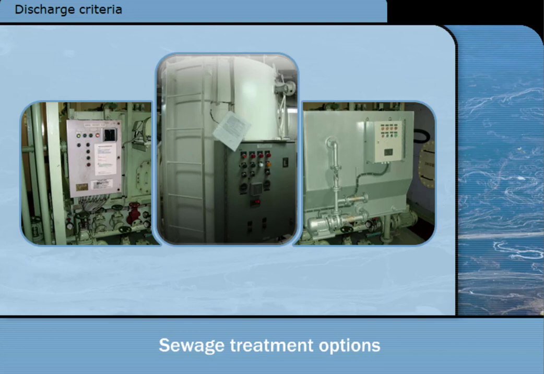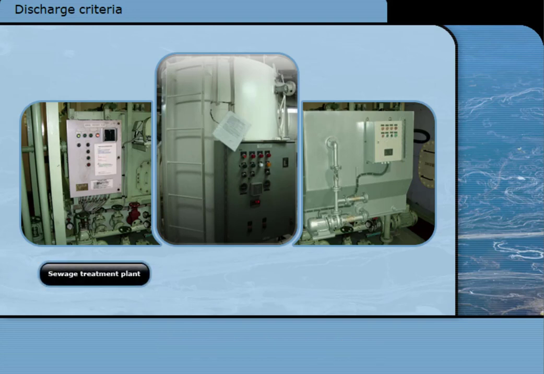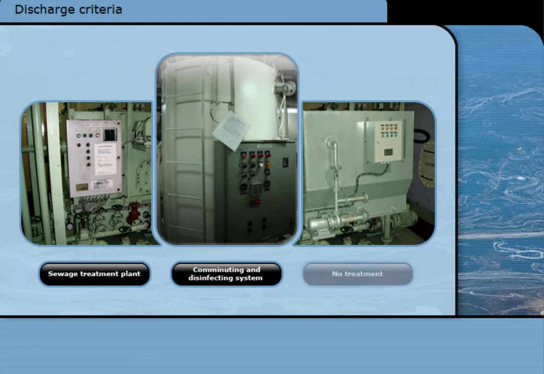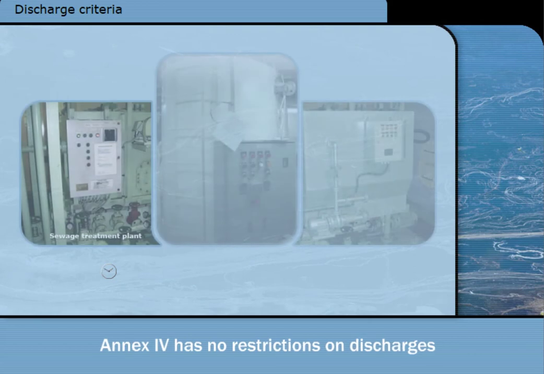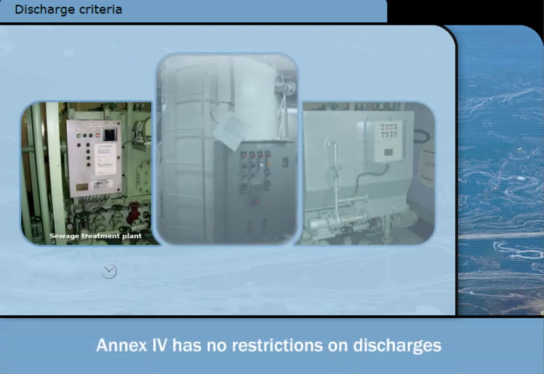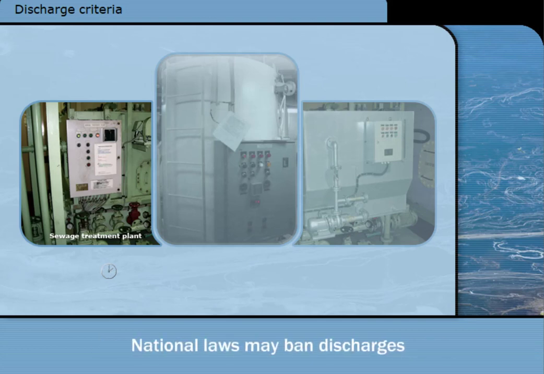The treatment options are a sewage treatment plant, which will cause the sewage to break down to the extent that no visible solids can be seen in the outlet, a sewage comminuting and disinfecting system, or a holding tank of sufficient capacity for the retention of all sewage. Click on the buttons to learn more. When sewage is treated with a sewage treatment plant, Annex 4 places no restrictions on discharges. But in practice, ships may be subject to national laws within some countries which ban sewage discharges even when treated.